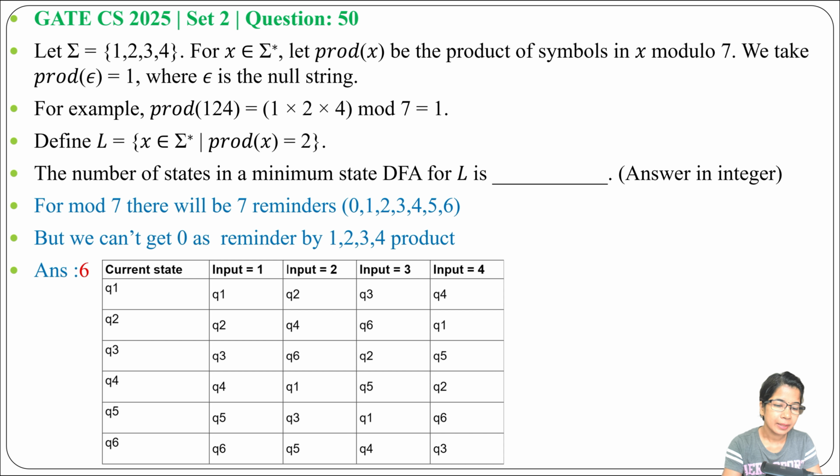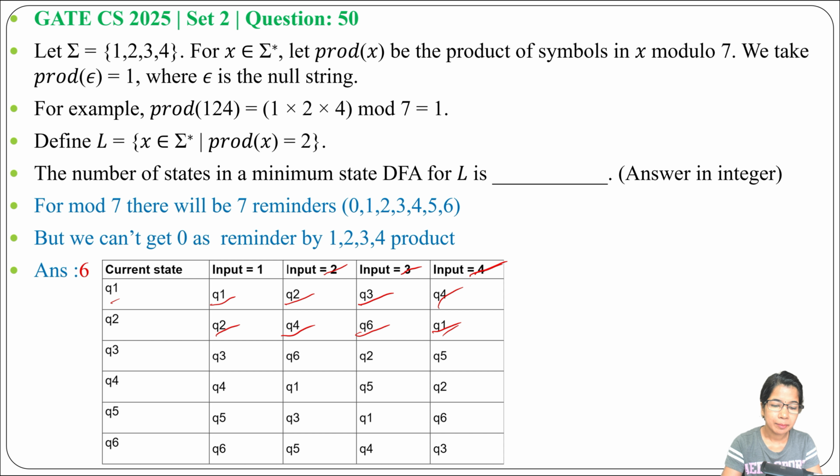We have 6 states Q1, Q2, Q3, Q4, Q5, Q6. Now for input 1, 1 multiplied by 1, it will go to state 1. Then for 2, 1 multiplied by 2, it will go to 2. 1 multiplied by 3, remainder will be 3. 1 multiplied by 4, remainder will be 4. Then 2 multiplied by 1, remainder will be 2. 2 multiplied by 2, remainder will be 4. 2 multiplied by 3 is 6, 6 divided by 7, remainder is 6. 2 multiplied by 4 is 8, 8 divided by 7, remainder is 1.